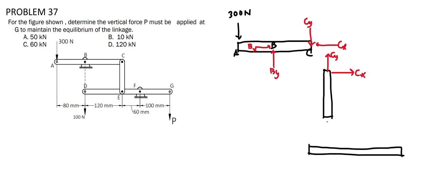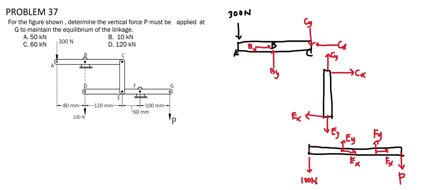And down here, it will induce a vertical and horizontal reaction at E. Since Ey is going up, therefore we assume that Ey must be going down, and Ex will be going to the left. And at point E, for member DEFG, it will induce a reaction that is equal and opposite to the direction of E. So since Ex is going to the left here, Ex here should be going to the right, and Ey should be going upwards. And then we have a downward force of 100 Newton at point D, and a downward force of P, which we need to solve, and a reaction at point F. Let's call this Fy and Fx.